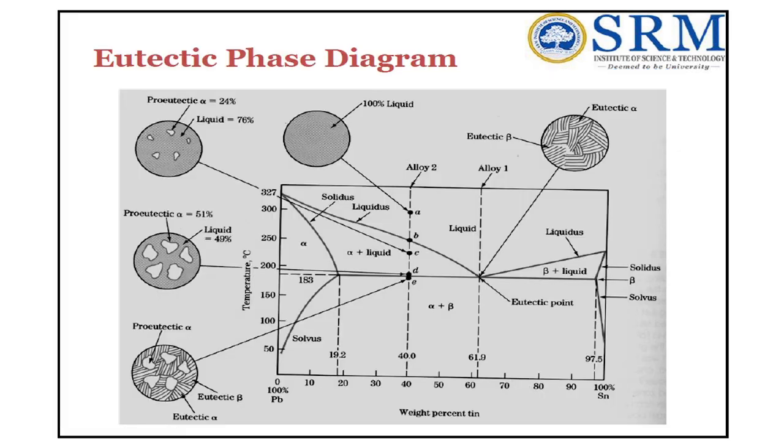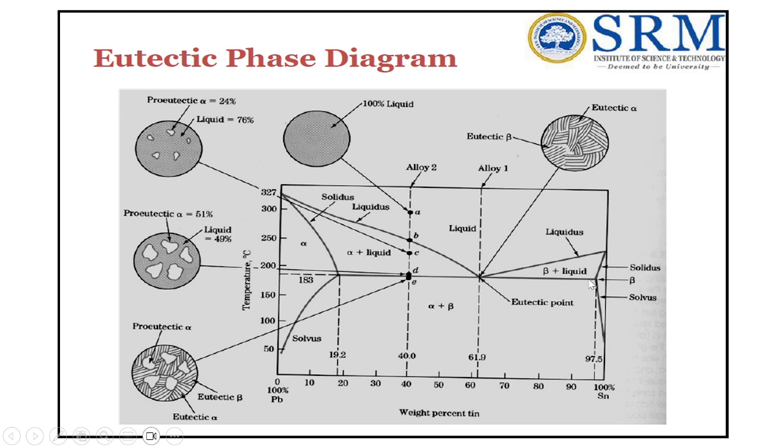You can see the eutectic phase diagram, as I told. This is a condition where two metals are completely soluble in the liquid state and partially soluble in the solid state. In this kind of diagram, in the full eutectic diagram, you can see this point. From this point, it will directly come and touch the zero point.